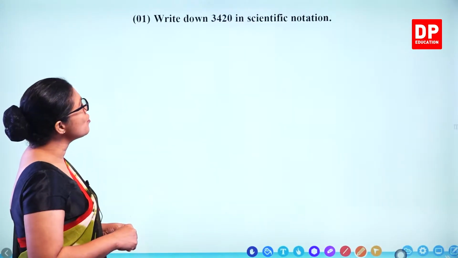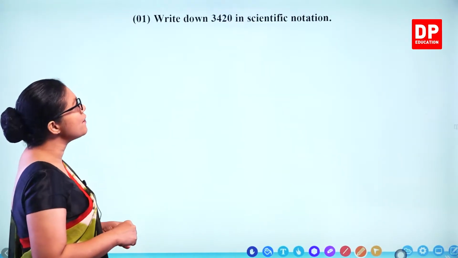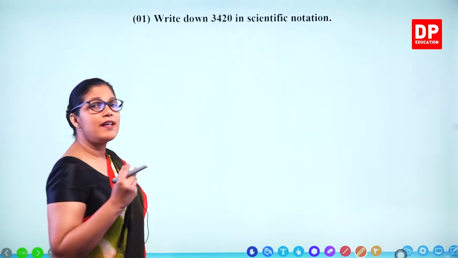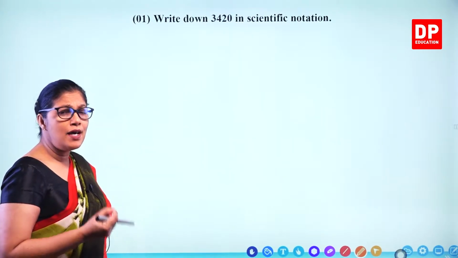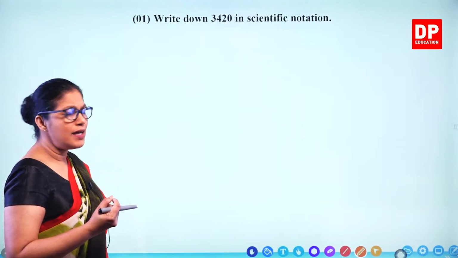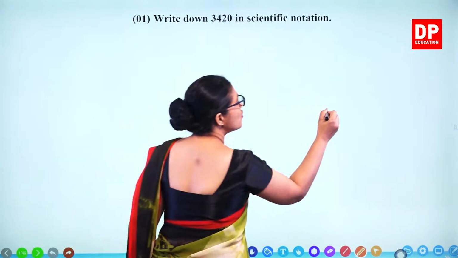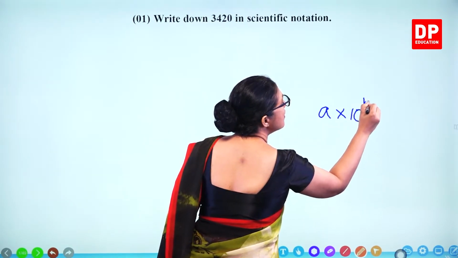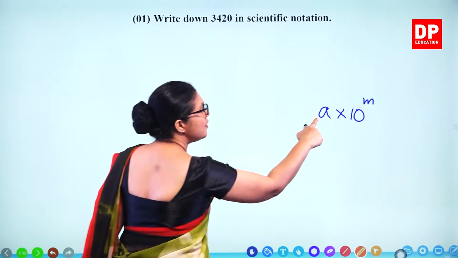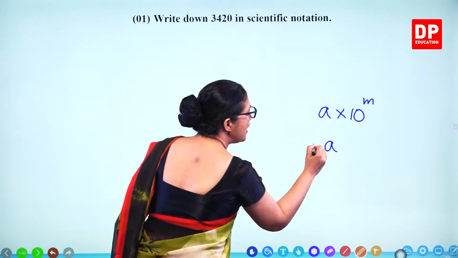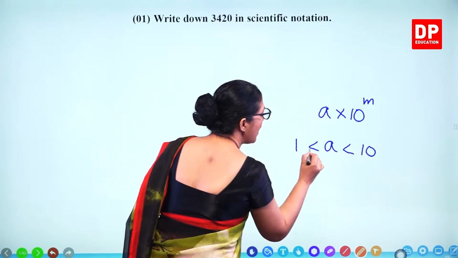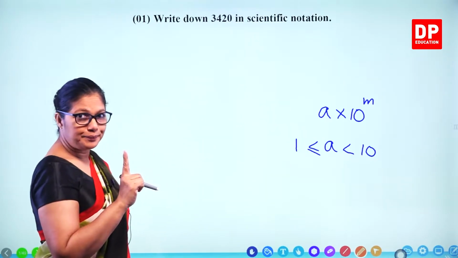Let's do question number 1. Write down 3420 in scientific notation. So, what is scientific notation? You can write down any small number or very big number in this form easily. So, the number A into 10 to the power any integer. This number A should be in between 1 and 10, but you can get 1 as well.